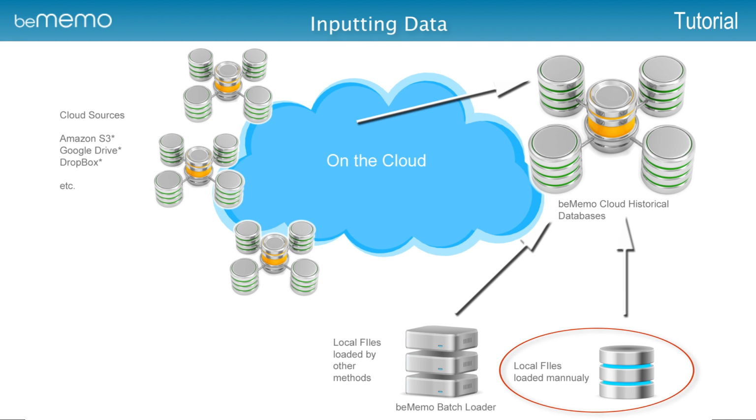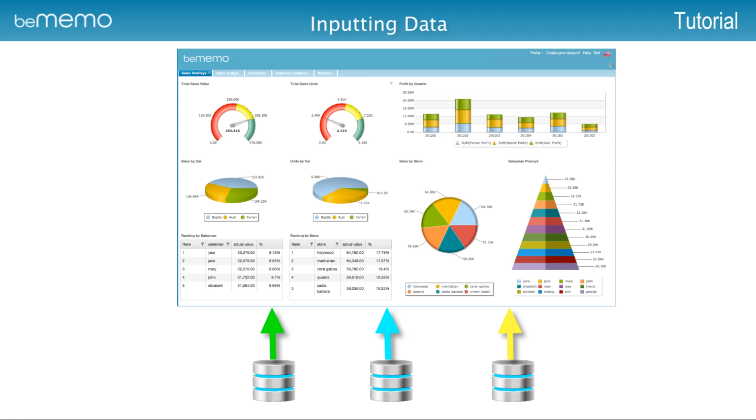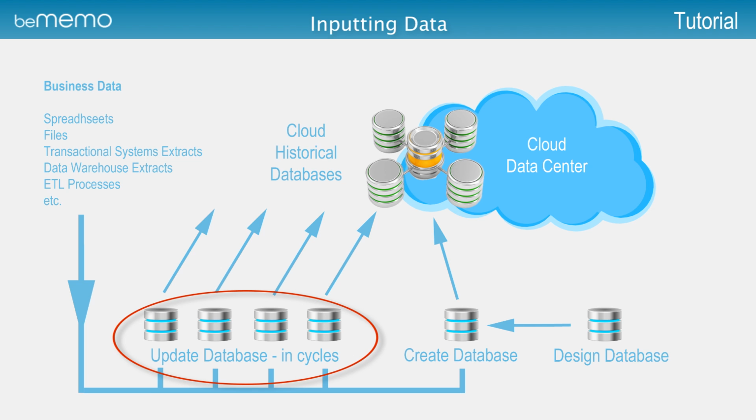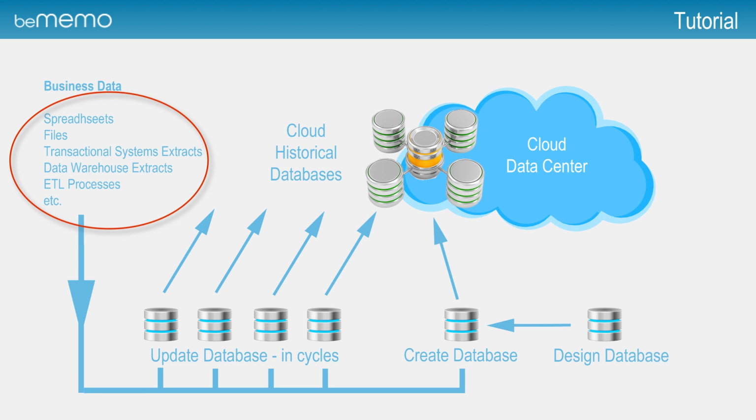Here, we will focus on local data manually loaded. A portal or BMemo application may have one or more databases for use by its analysis. Each database must be created and then updated in time cycles. Along the time, the several updates will constitute a historical database where one can, for example, compare monthly or yearly results.